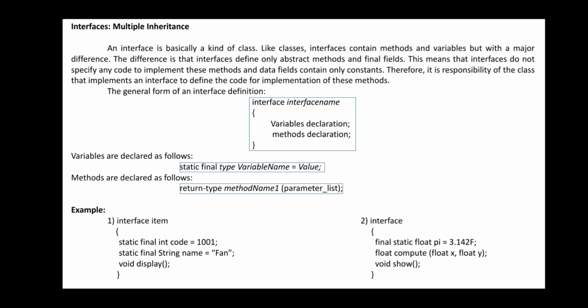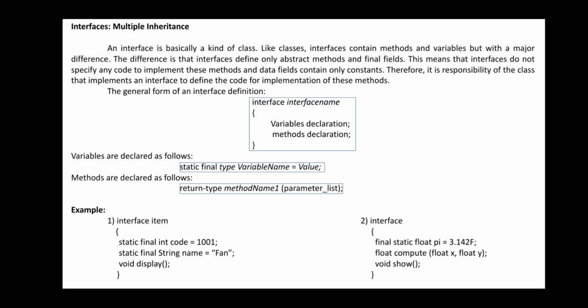So return type means what type of values you are going to return from one function to another, and method name means what name you are going to define, and parameter list means the different types of values you are going to send from a class to a class in the form of objects or constant values.